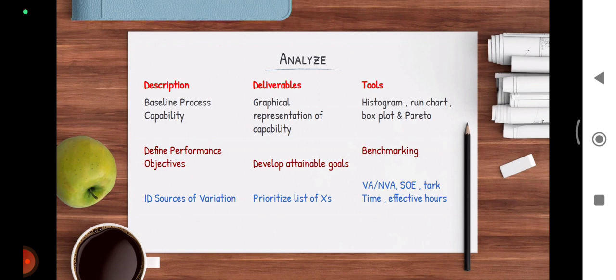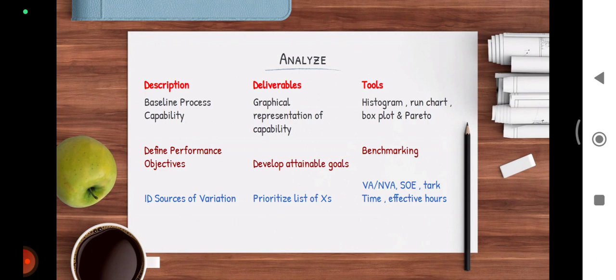And then the second thing in the analyze phase is to define what you would like to achieve from this process, your attainable goals. So where exactly can you get these attainable goals? You can compare with other processes, or you can do benchmarking, etc., with other institutions or other processes which are achieving your goals.